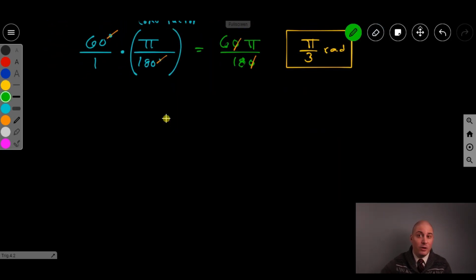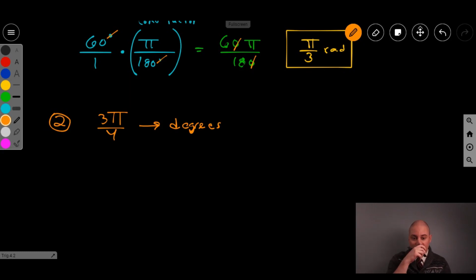Okay, how about if I go from radians? Say this is problem number 2, somebody gives me 3 pi over 4, and they want me to convert that to degrees, because this 3 pi over 4 is in radians. Well, start with what they give you. Start with the 3 pi over 4. I'm going to multiply that by my conversion factor.